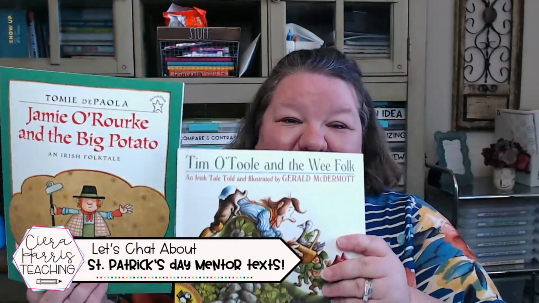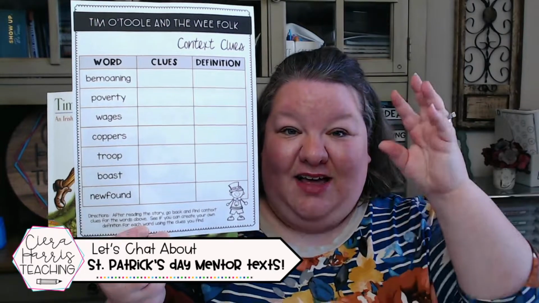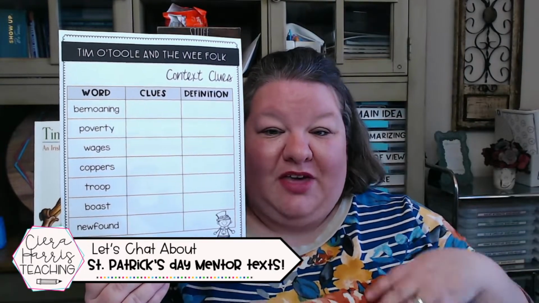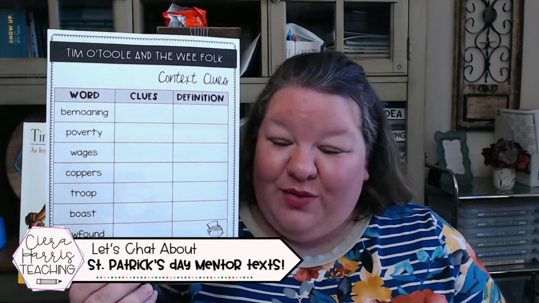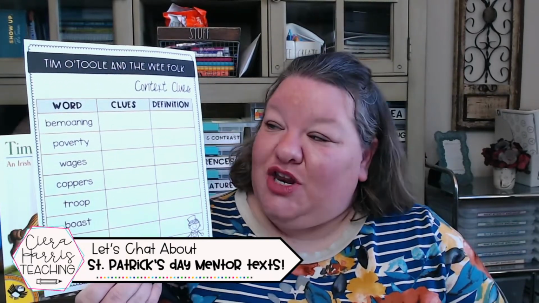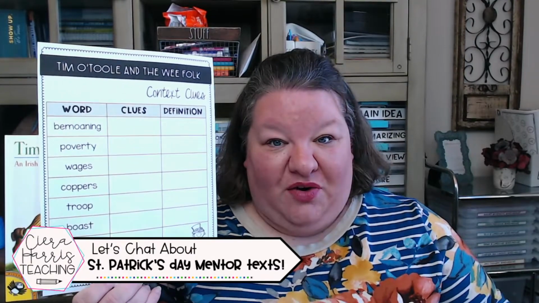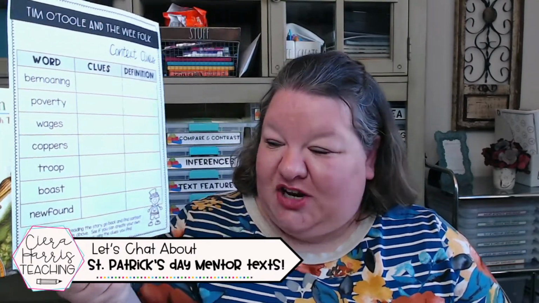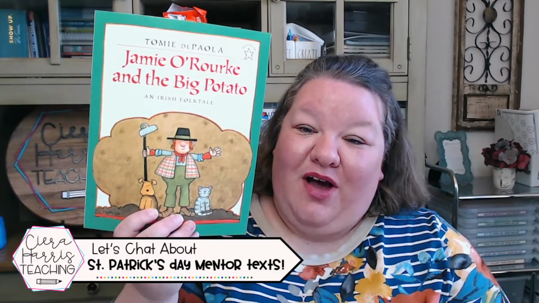Again, it pairs really well with Jamie O'Rourke. It kind of is the same storyline or plot line. I have paired this book with teaching context clues. So I already have for you a context clue printable that has a lot of great words that your students probably do not know, even your higher students, which is one of the reasons why I love this book so much. Definitely you can use these words, have them go back, have them find their context clues, come up with their definition, etc.